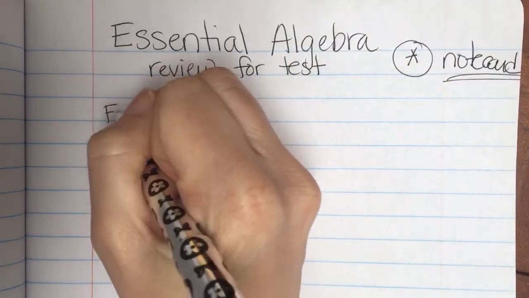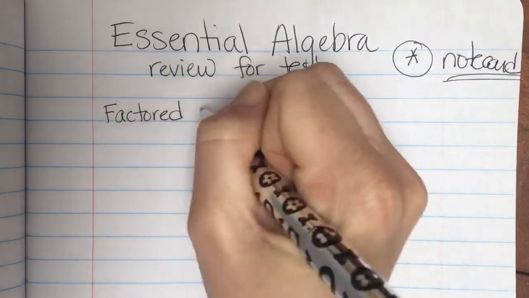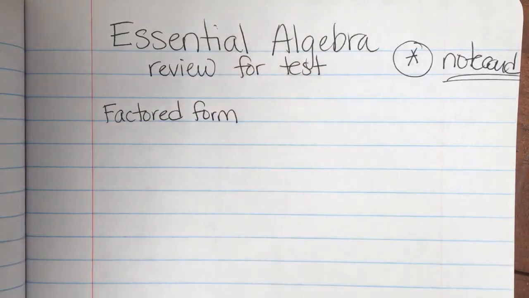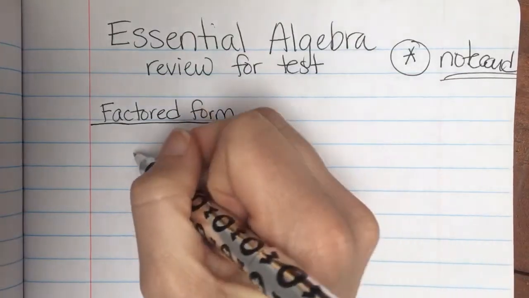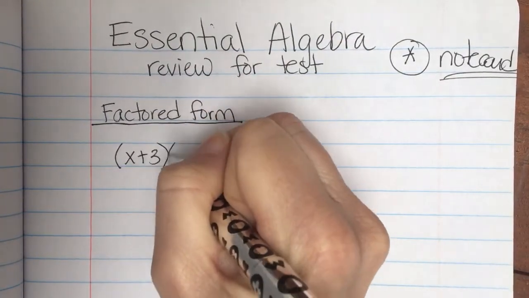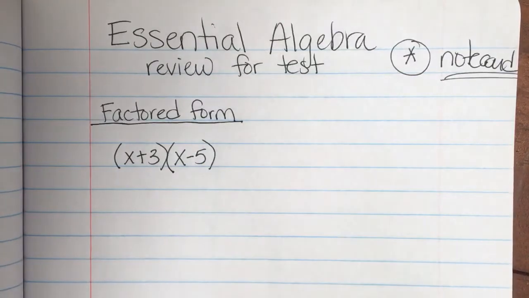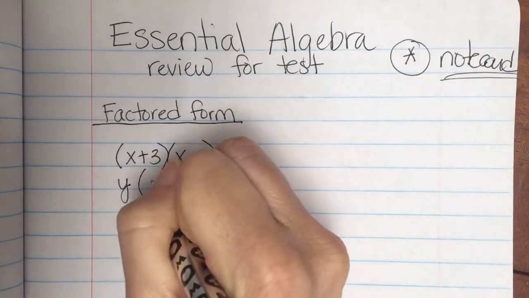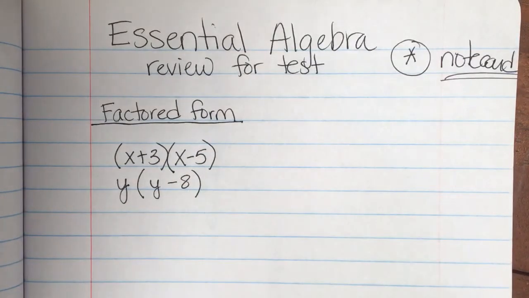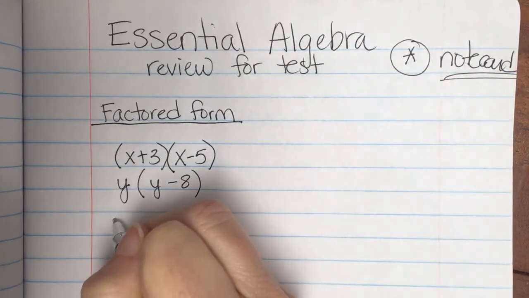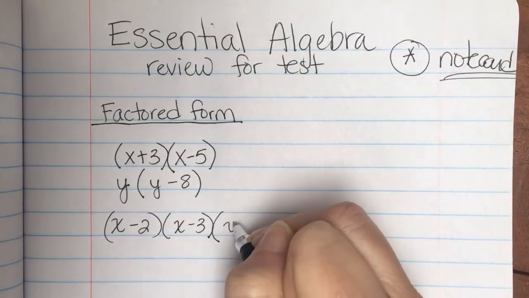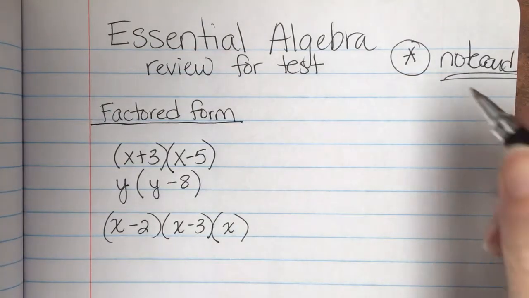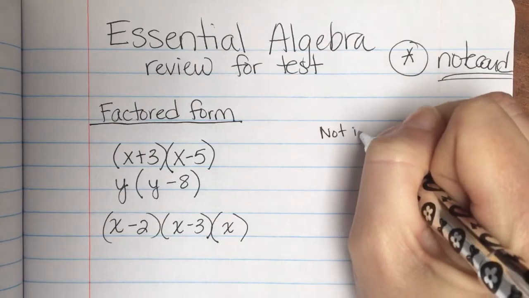Let's talk about what it means to be in factored form. When it's in factored form, you should see some parentheses. So let me give you some examples of items that are in factored form. Like x plus 3 times x minus 5. That's factored form. Y times y minus 8. That's in factored form. X minus 2 times x minus 3 times an x. That's in factored form.